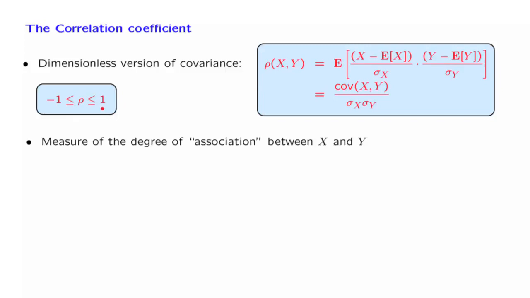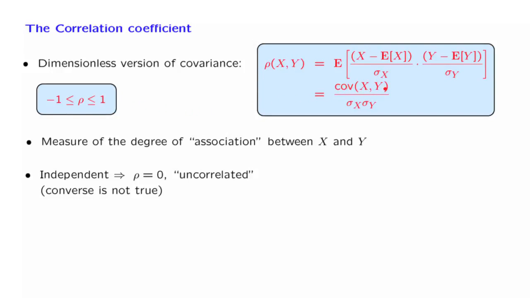To interpret the correlation coefficient, let us now look at some extreme cases. Suppose that x and y are independent. In that case, we know that the covariance is going to be equal to 0, and therefore the correlation coefficient is also going to be equal to 0. And in that case, we say that the two random variables are uncorrelated. However, the converse statement is not true. We have seen already an example in which we have 0 covariance and therefore 0 correlation, but yet the two random variables were dependent.